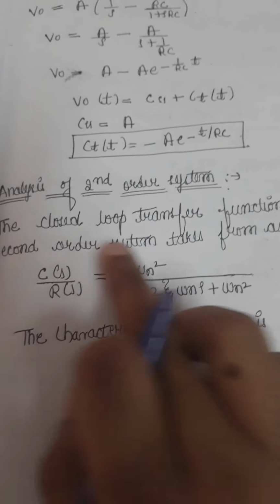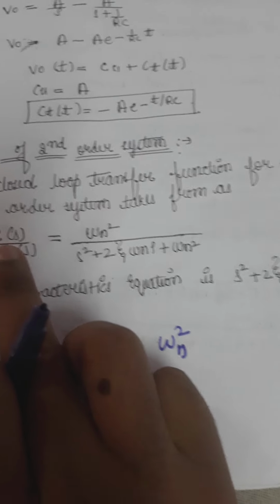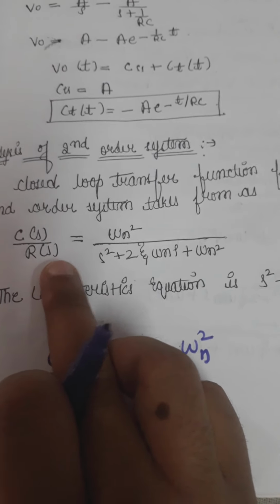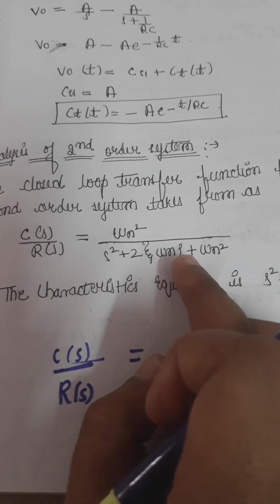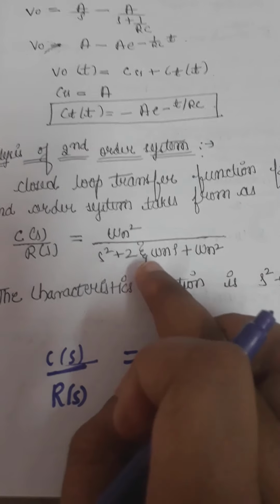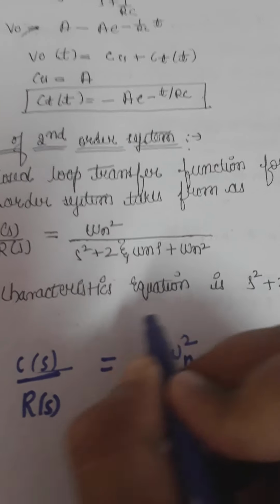So now we'll see the analysis of second order system. The closed loop transfer function of the second order system can be written like this: C(s)/R(s) = omega_n^2 / (s^2 + 2 zeta omega_n s + omega_n^2). So here the student has not written properly. I'll show you how to write the equation.